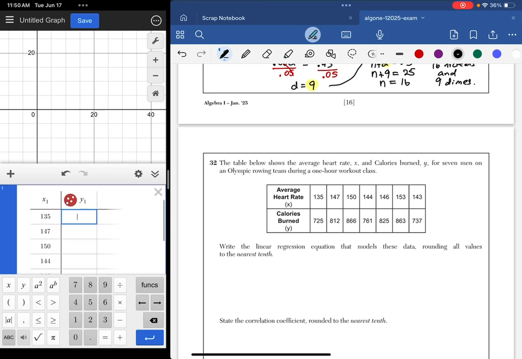All right, and we talked about this a lot. Data entry. Make sure you type in the data correctly. Double, triple check. You don't want to lose credit for that. And 737. So I'm going to do a quick double check.